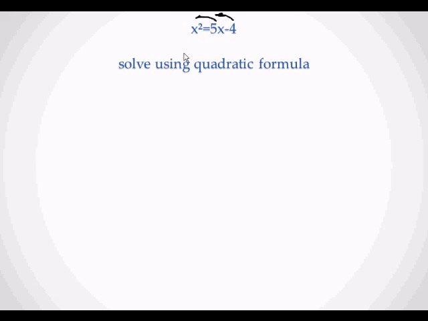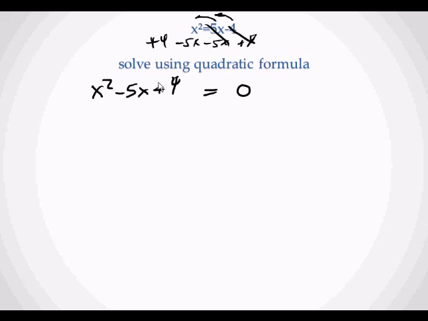Solve using the quadratic formula. To use the quadratic formula, you have to get the 5x and the negative 4 to the other side. So I'm going to minus 5x on both sides. Then I'm going to plus 4 on both sides. You see, I have to get everything to one side. This cancels. I'm left with 0 equals x squared minus 5x plus 4.